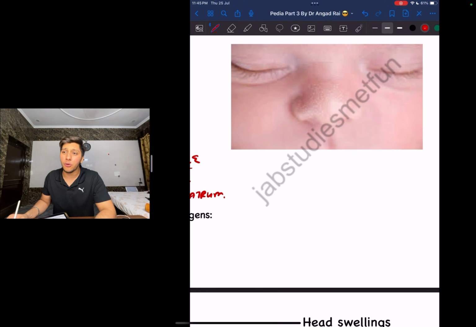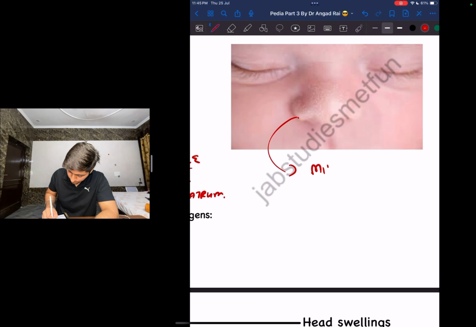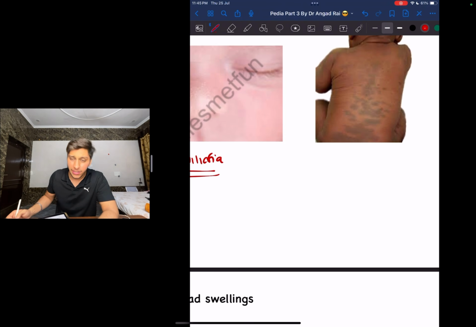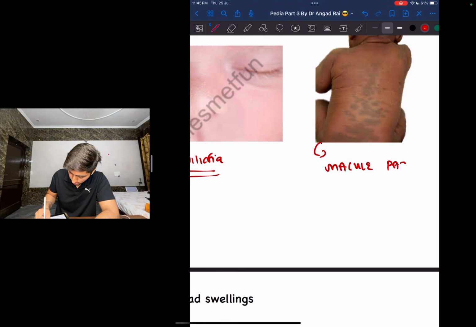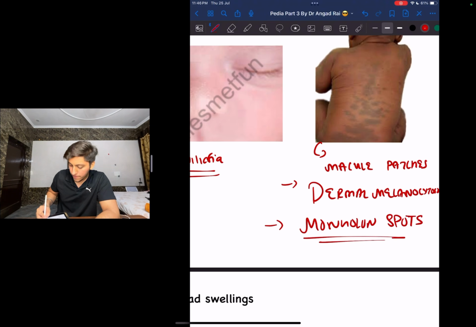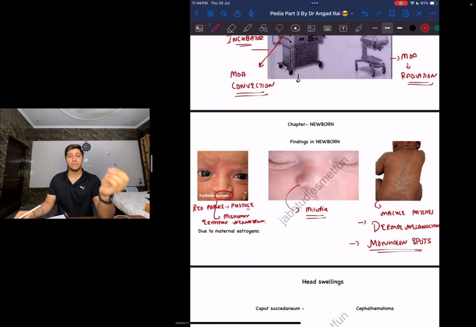Over here you see white spots on the nose, guys, this is milia. Okay. And over here, we'll talk about derma also in a different section. But if you define this, these are your macules or patches. It is also known as dermal melanocytosis. This is your Mongolian spots. Okay, all these three conditions which I explained right now are benign conditions.